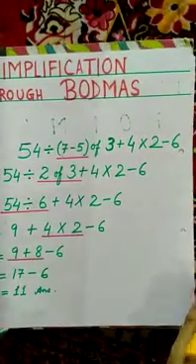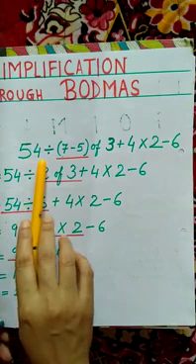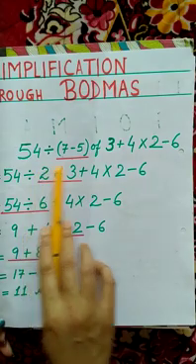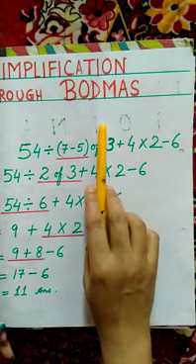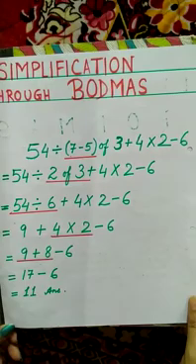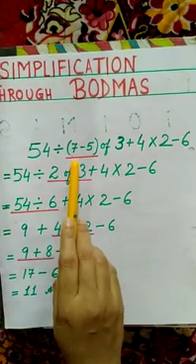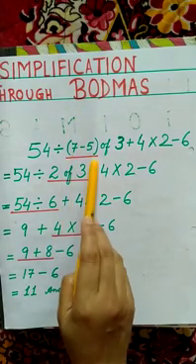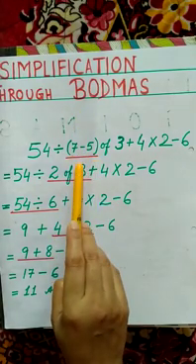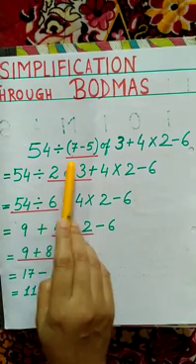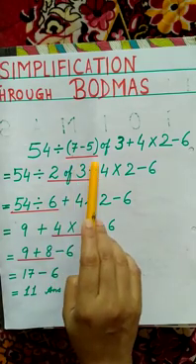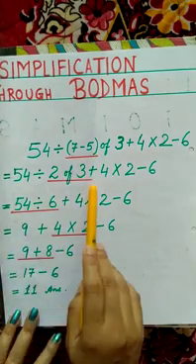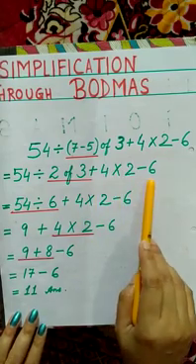Now here we have a complex sum where we have almost all the operations. Let us see how we simplify it with the help of BODMAS. The first thing we have to solve is the bracket. So we underline the operation we are solving. That makes it easier. So we underline the bracket. 7 minus 5 is 2. Now the rest of the numbers and operations remain the same.